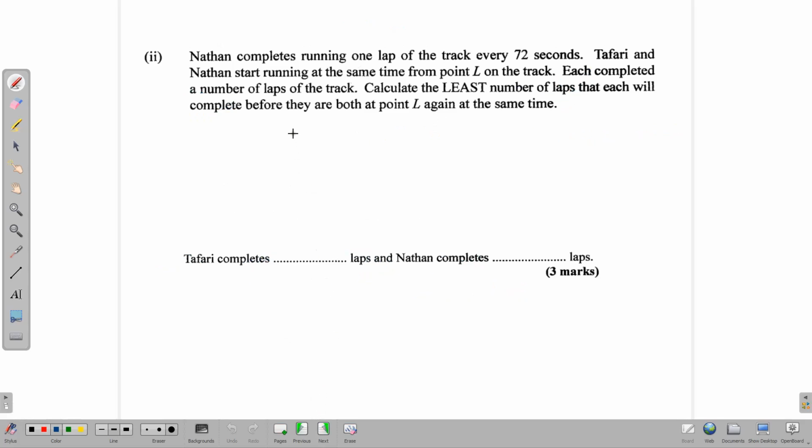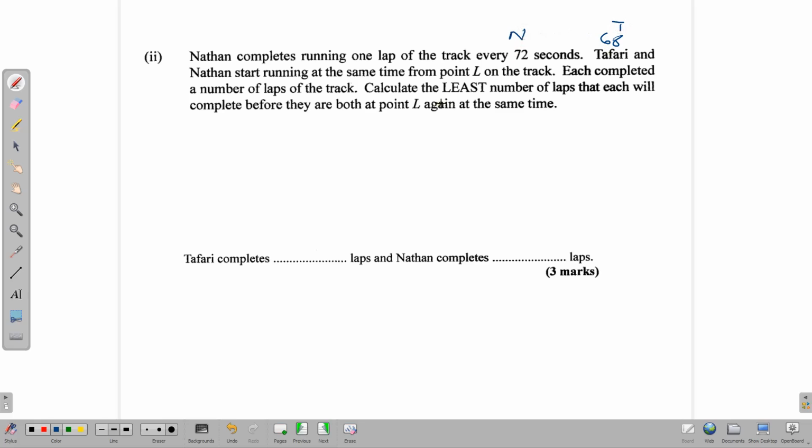It says Nathan completes running one lap of the track every 72 seconds. So more information, Tafari and Nathan start running at the same time at point L of the track. Each completed a number of laps of the track. Calculate the least number of laps that each will complete before they are both at point L again at the same time. So his time taken here was 68, which means that Tafari is running a little faster than Nathan is.